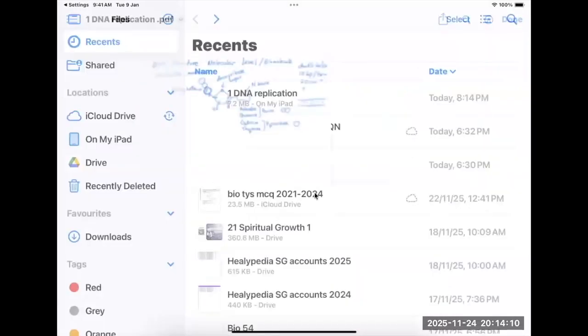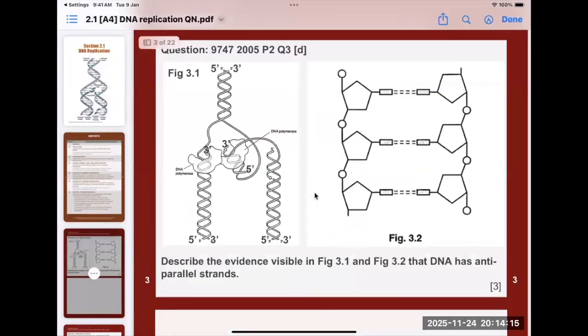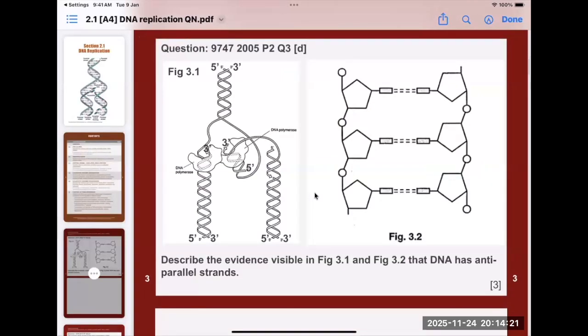Okay, we pause here first so that I'll show you the question. Okay, like this one here. Use the two figures. Describe the evidence. So you see, when you learn like that, now when you see the question is like that, how do you answer this kind of question? What is the proof that you can see in figure 3.1, 3.2 that DNA has anti-parallel strands?